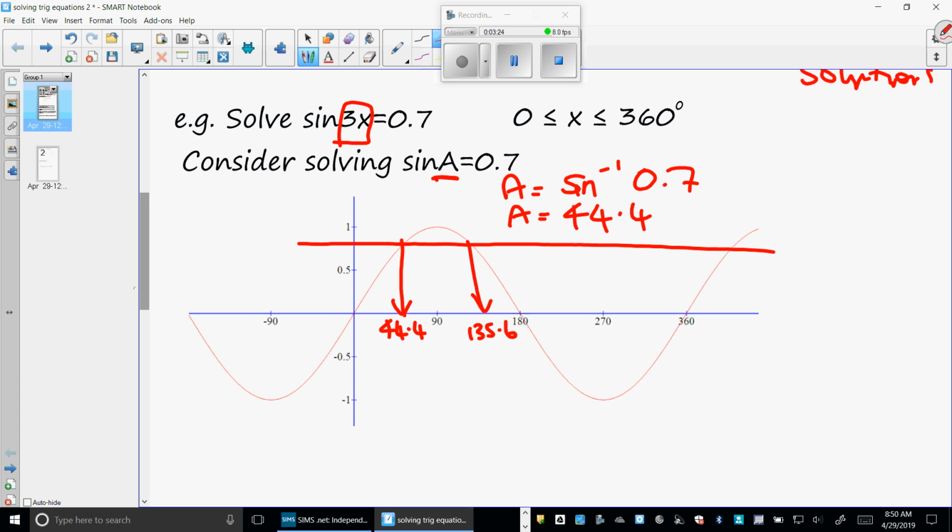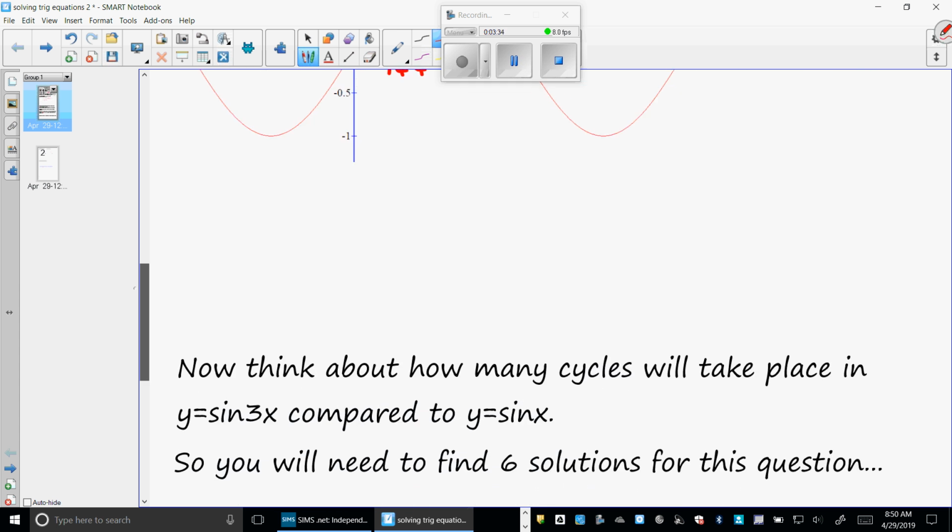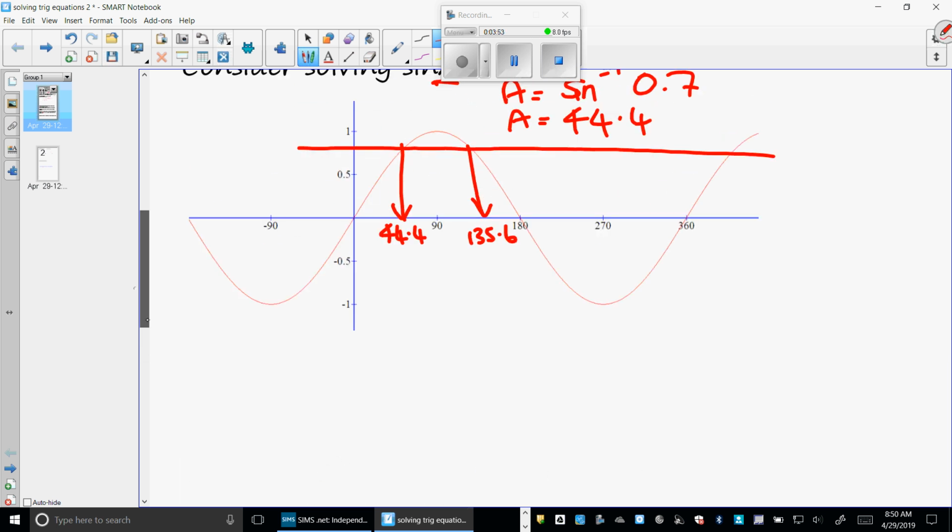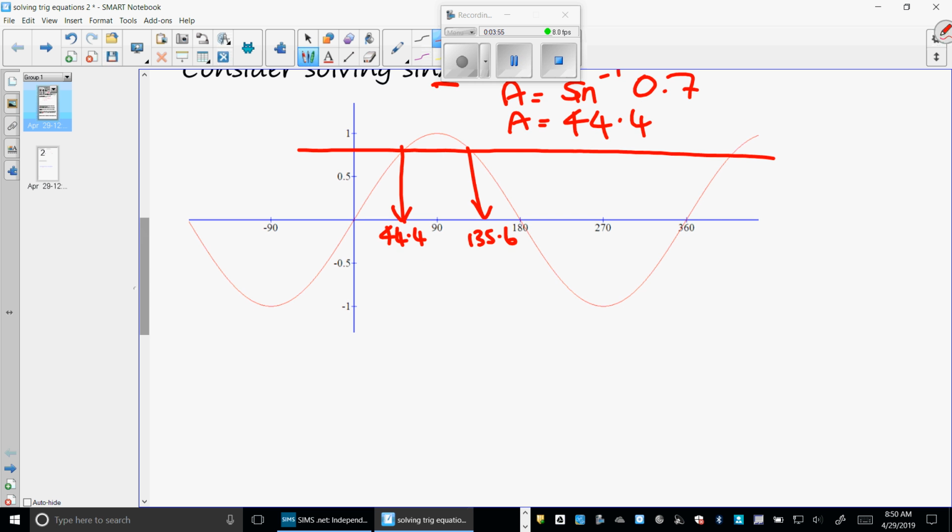But this is where we have to revert back. That wasn't the question. The question was sin 3x. So think about how many cycles will take place in sin 3x compared to sin x. There are 3 cycles, in other words, there's going to be 6 solutions. Now, you've got 2 different options here. My preferred option would be to get it right.